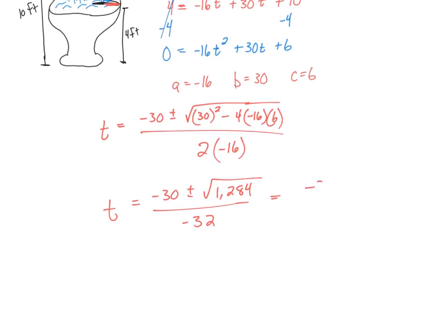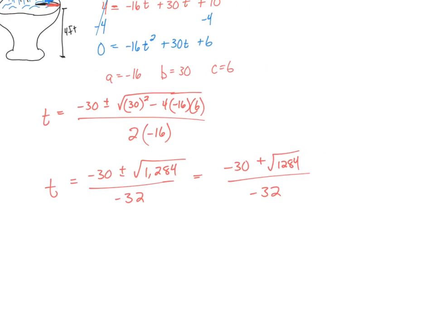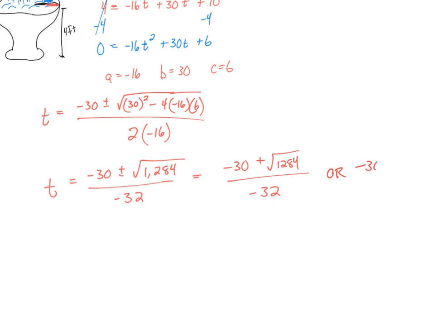Okay, so we end up with -30 plus or minus the square root of 1,284. Actually, I'm going to break this apart. Got a little bit ahead of myself there. So we have negative 30 plus the square root of 1,284 divided by negative 32, or negative 30 minus the square root of 1,284 divided by negative 32.